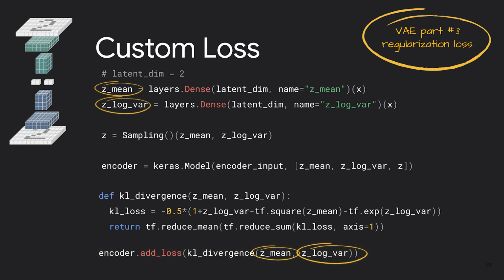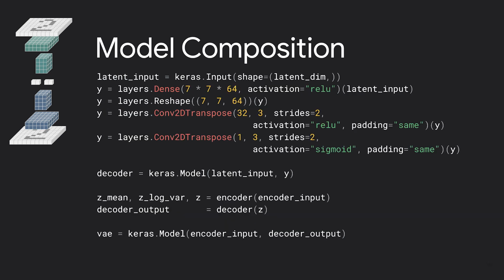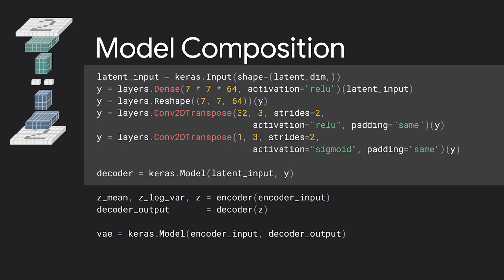Notice how this custom loss is computed from intermediate values from the middle of our model. The Keras functional API is flexible enough to allow this. We now finish the autoencoder with the decoder part. It's implemented here. 1 dense layer and 2 transpose convolutions to recreate the image.